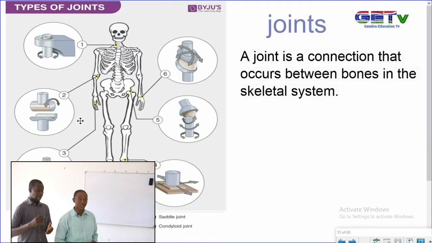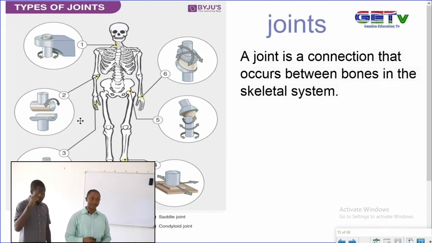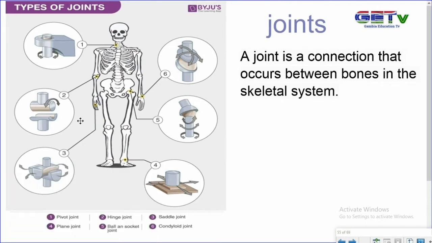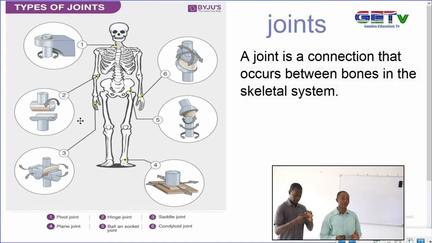Part of the skeletal system, we need to study the joints. A joint is simply a connection that occurs between bones in the skeletal system. So wherever two or more bones meet, a joint is formed. We have different ways of naming them, but among the basic ones, you have what we call the pivot joint.